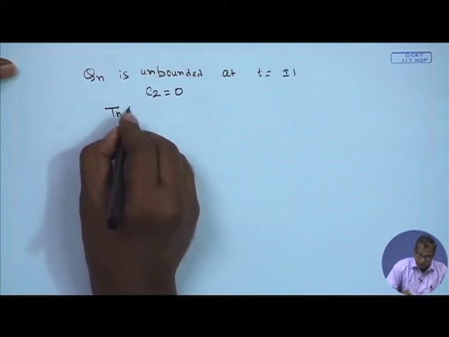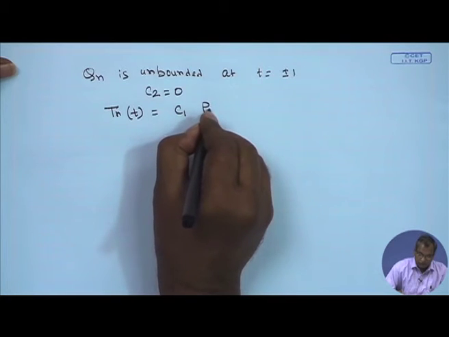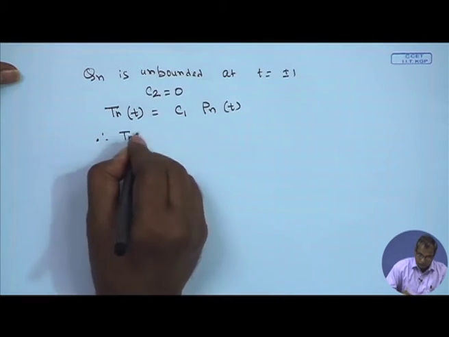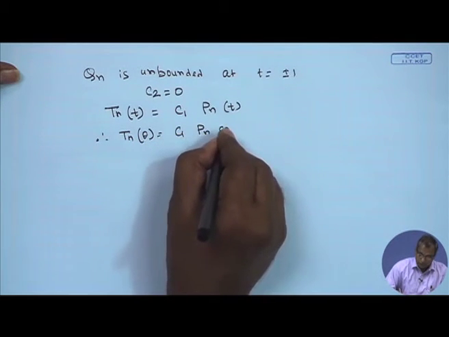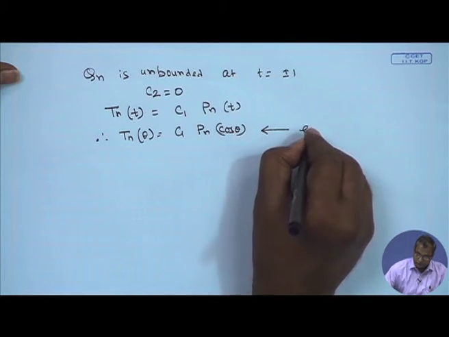So, the solution of the theta varying part will be nothing but C1 Pn t. So, therefore, Tn of theta will be C1 Pn cosine theta. So, these are the eigenfunctions.